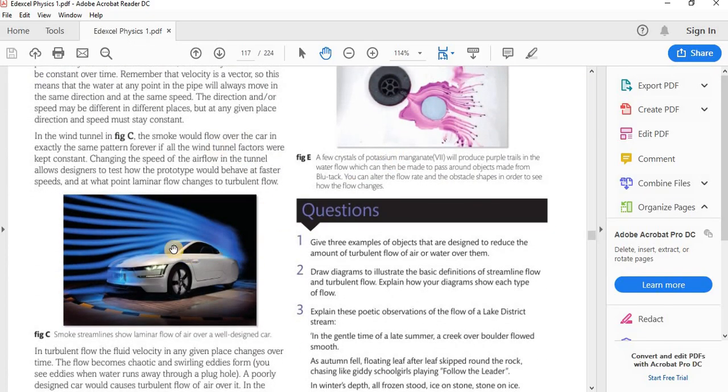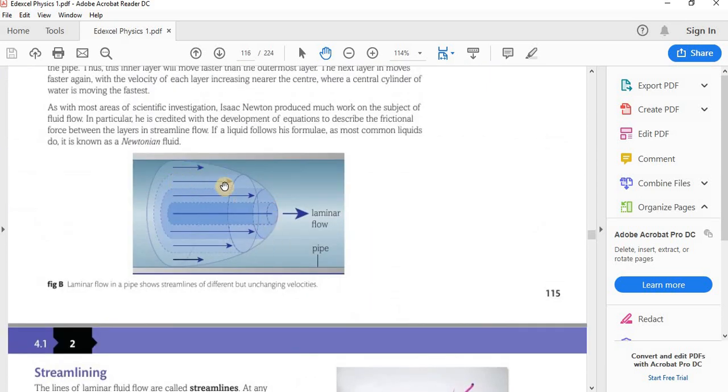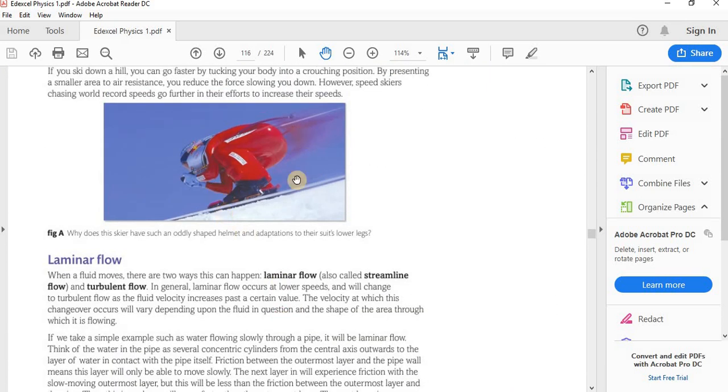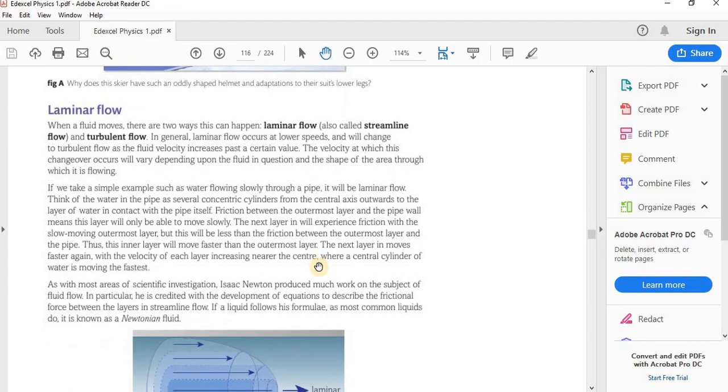Okay, so here we have laminar flow. Can you see these lines are called streamlines? Here also they have shown them. By these lines they indicate the direction of flow of the fluid around the object. When a fluid moves, there are two ways this can happen. That is laminar flow, also called streamline flow, and turbulent flow.